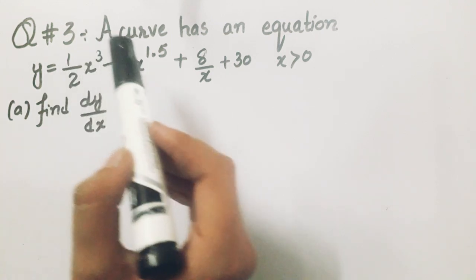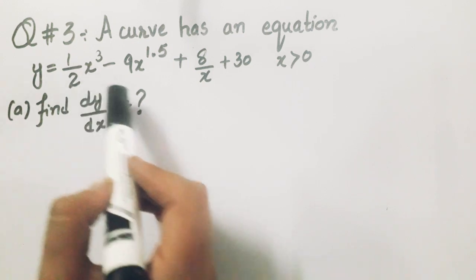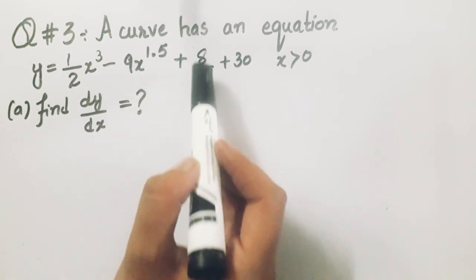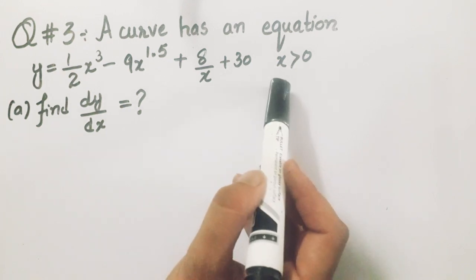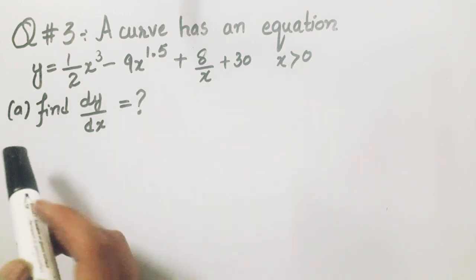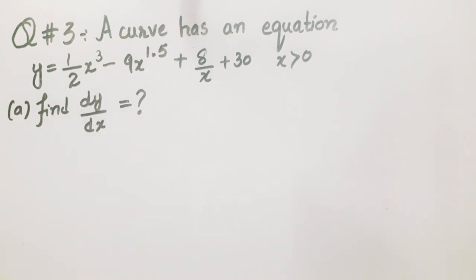Question number 3: a curve has an equation y is equal to 1 by 2 x cube minus 9 into x raised to power 1.5 plus 8 by x plus 30, and x is greater than 0. It means x is a positive number, and first of all in the a part we have to find dy by dx. dy by dx means we will differentiate this with respect to x.